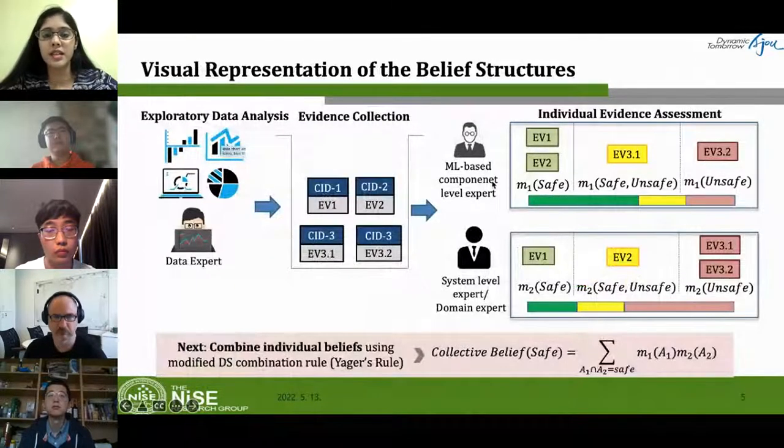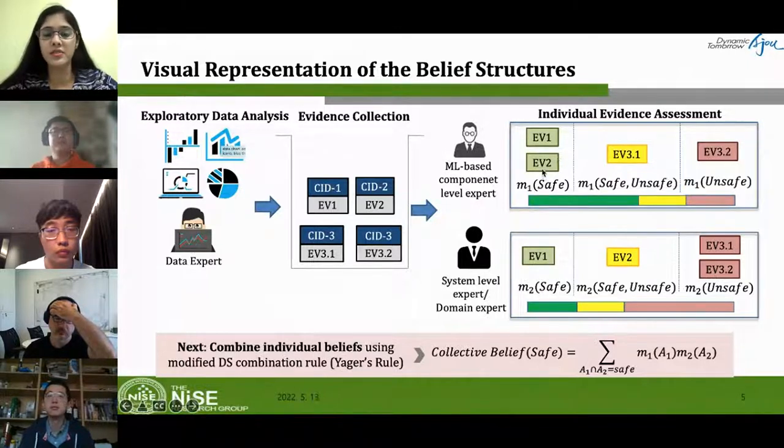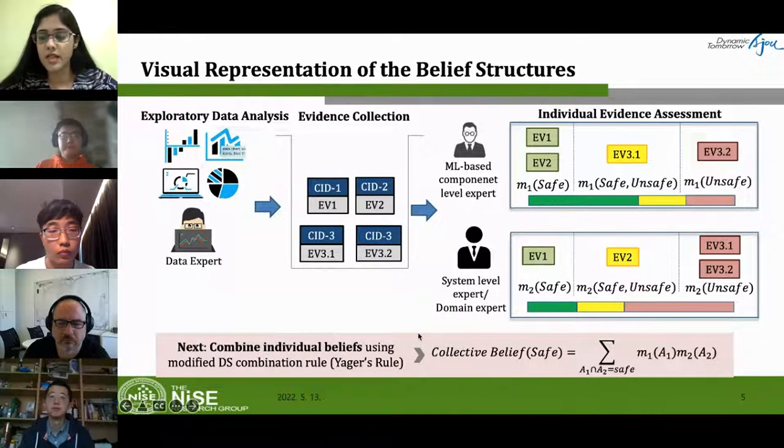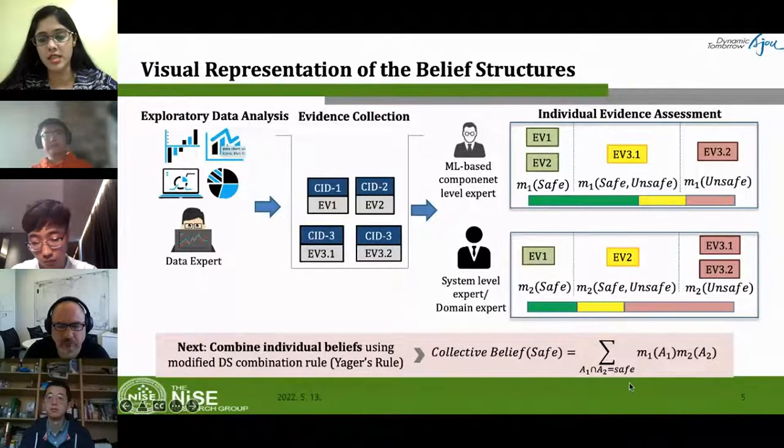As you can see here, the machine learning component level experts and system level experts individually give their opinion about each evidence. They may not be in agreement, so it can be different. So for example, the positive evidence adds to the belief mass that the data is safe. The negative evidence adds to the belief mass that the data is not safe. And inconclusive ones add to the uncertainty. And we use Jaeger's rule to calculate the collective belief in the proposition that the data is safe. As you can see, this is not a mere summation. It doesn't only sum up the belief mass in the safe, but also it considers the belief mass that is hidden in the uncertainty window.